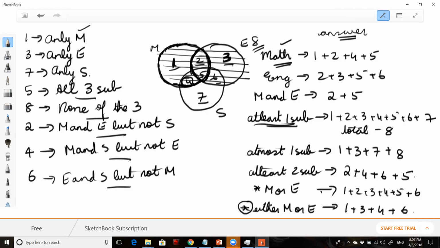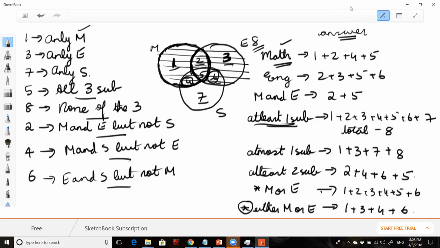Even if a person is in 6, it's a person who's passed English and science but not math. So this person in comparison to math has passed only English. So I know it can also be included in the case of either math or English. That's one way to look at it. The other way to look at it is you don't need the intersection between M and E. So cover the intersection. The other numbers, excluding 7 obviously, will be your either or in this case.